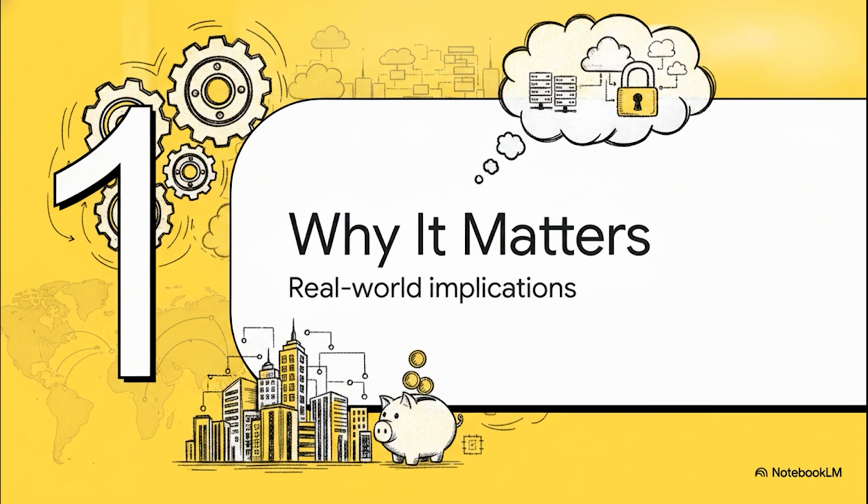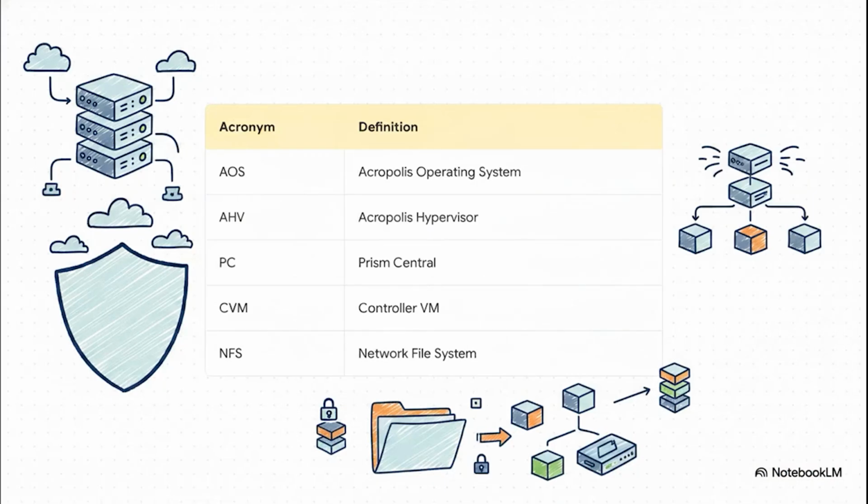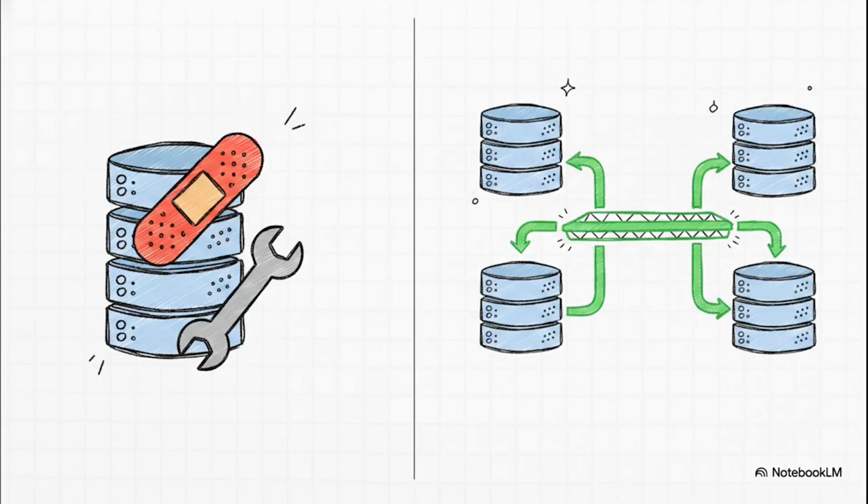Let's talk real-world implications. I know you all live and breathe this stuff, but before we get deep into the weeds, let's do a lightning-fast baseline on our acronyms so we're completely synced up. You're going to see these all over the exam. AOS is the Acropolis operating system running on the CVMs, or controller virtual machines. AHV is the native Acropolis hypervisor. PC is Prism Central, of course, for multi-cluster management. And finally, NFS, the Network File System protocol, which is super critical for how we expose storage to hypervisors like ESXi.